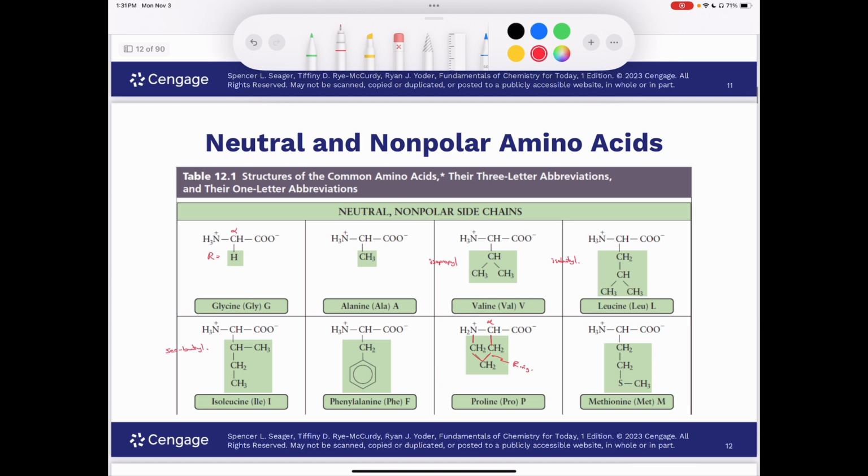So what do all these neutral nonpolar side chains have in common? Everything that's highlighted in green. First of all, none of them have any charges, and so they're neutral. And none of them have any polar functional groups in them, and so they are neutral and nonpolar side chains.